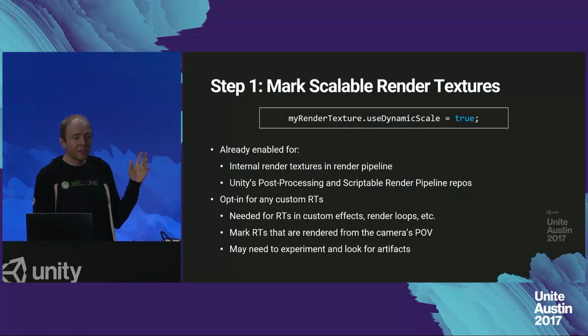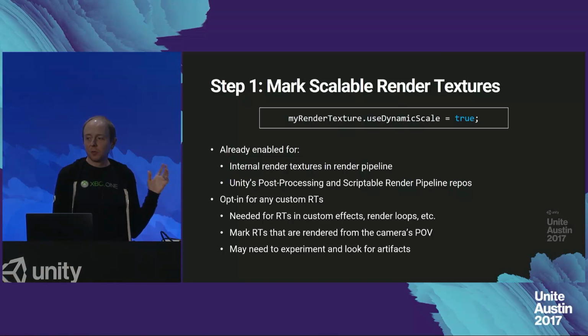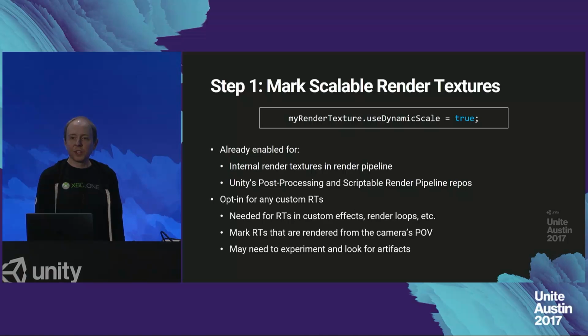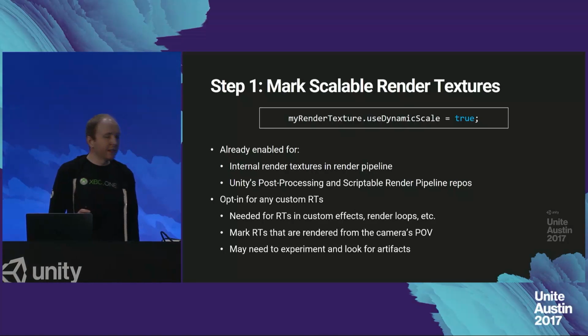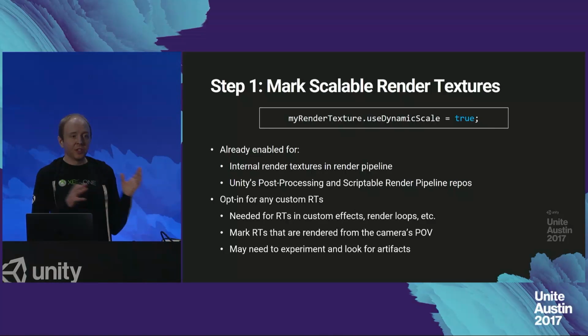Now, you don't necessarily want to put this on every single render texture. In particular, it tends to look best for those that are rendered from the camera's point of view. So that's something like a G-buffer or maybe a full screen effect, but not something like a shadow map. And the reason is that with a shadow map, you're rendering it from a different perspective, and then you're projecting it back onto your main view, and if you change its resolution, you're likely to see artifacts in that process.